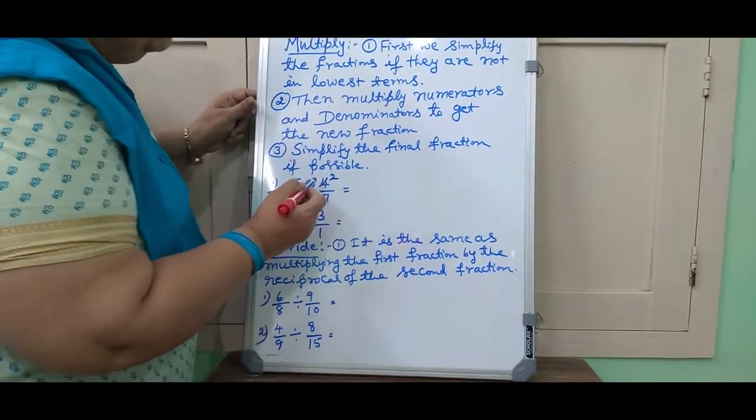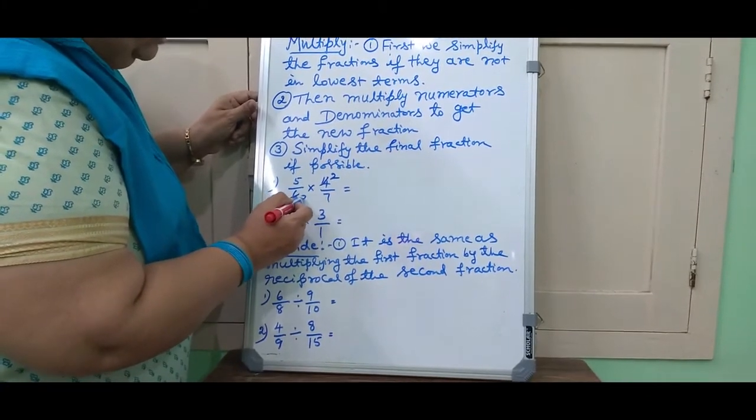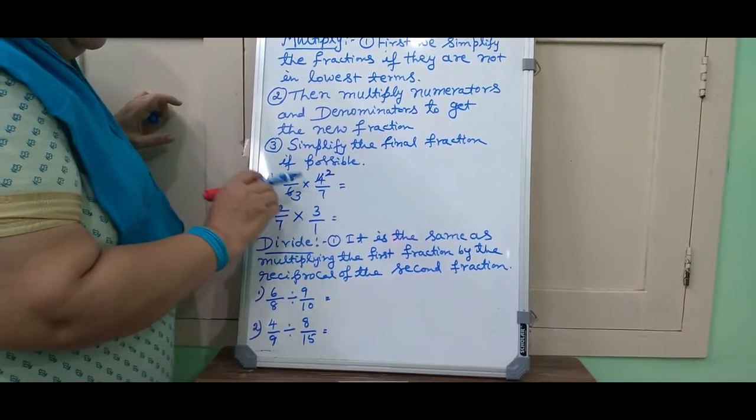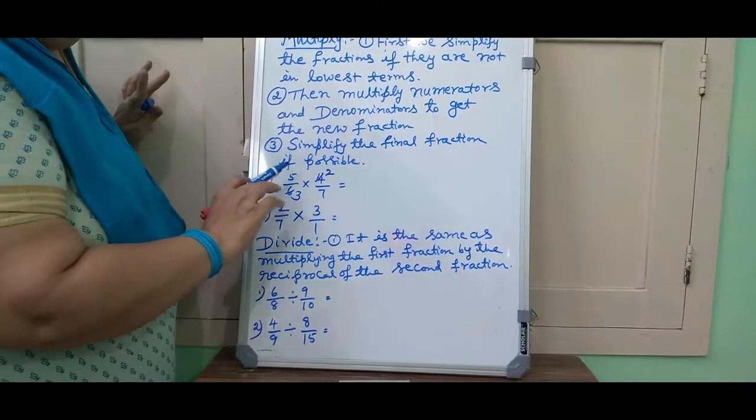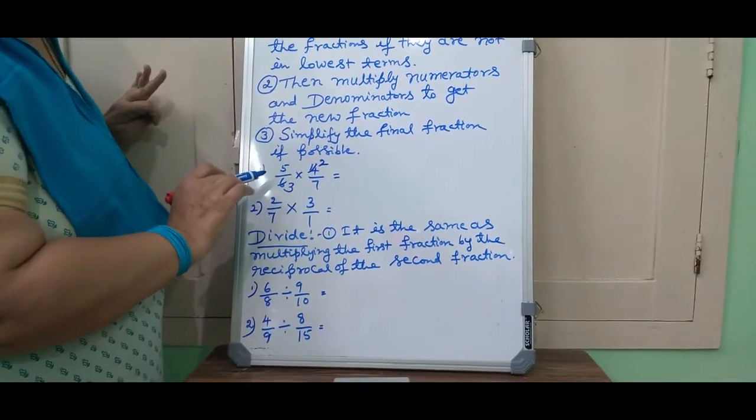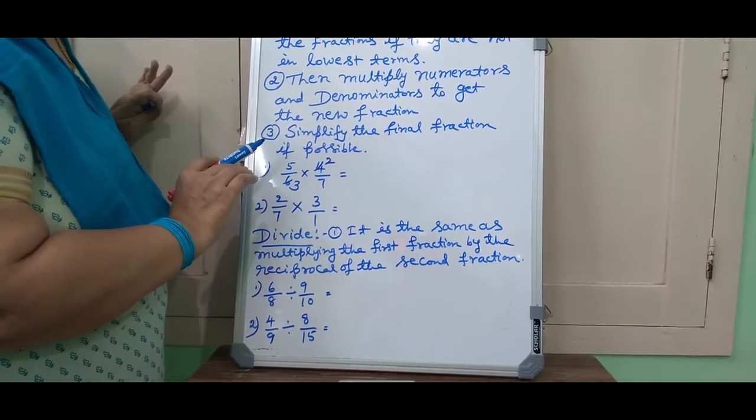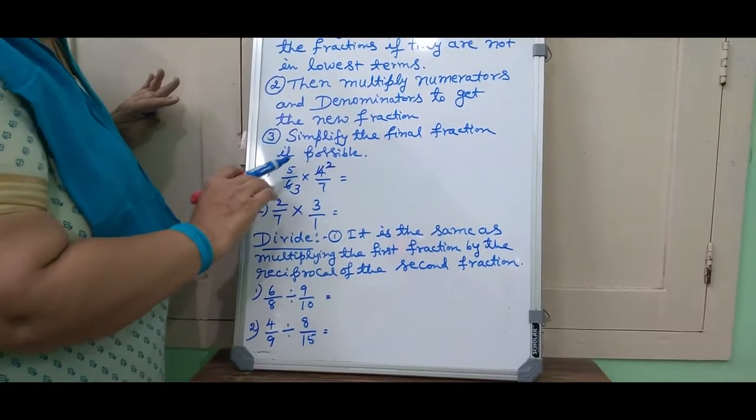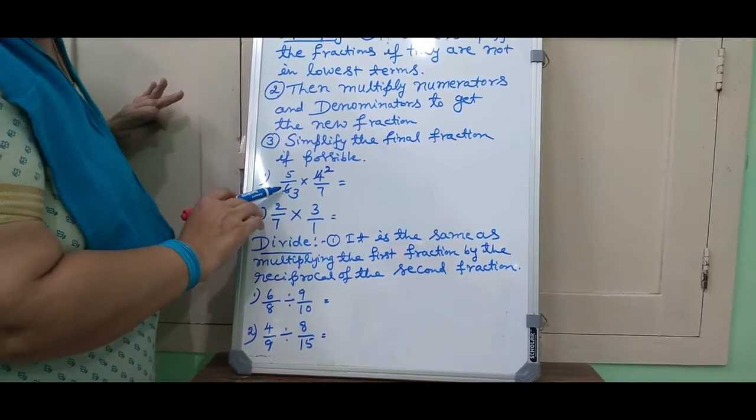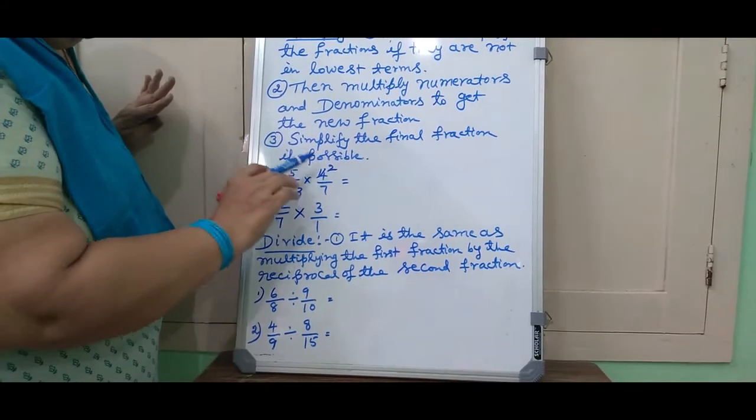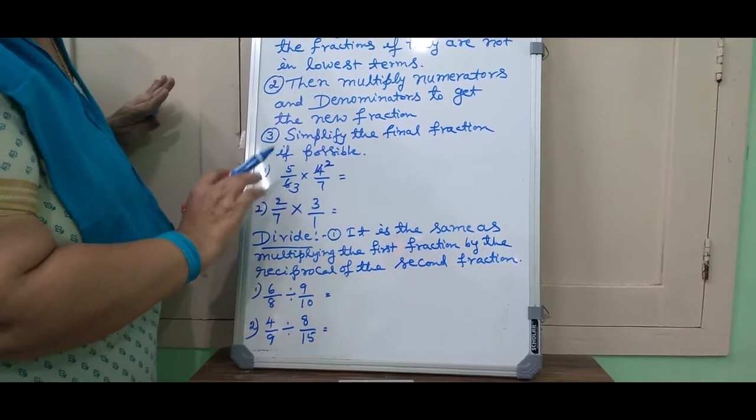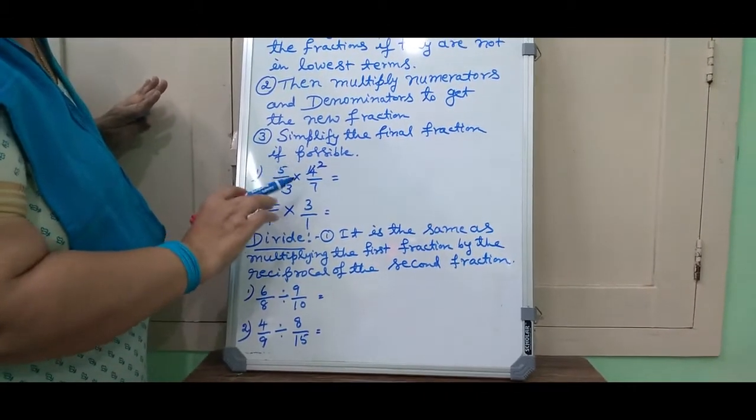Let me cancel. 2 2s are 4, and 2 3s are 6. And if we observe carefully, this 5 and 7 we cannot cancel. It should be cancelled by the same number. So now we cannot simplify this any further. First, we have simplified the numerators and denominators into their lowest terms.